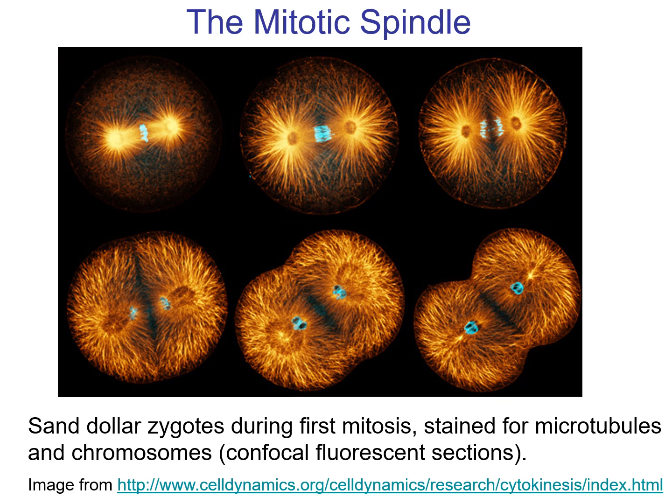What you're seeing here is a beautiful set of images that show the very first division of the zygote of a sand dollar. You can see the asters at the poles of the cell, and you can see the microtubules that are attached to the DNA. The DNA is the light blue in the middle. And you can see that the chromatids are being pulled apart and they're being pulled to opposite poles. The last image there in the bottom right shows cytokinesis occurring as well.